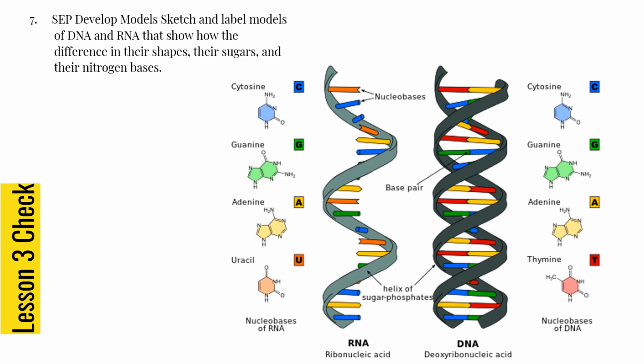Finally, 7, develop models. Sketch and label models of DNA and RNA that show the differences in their shapes, their sugars, and nitrogen bases. So here we have RNA or DNA. For the RNA, for your sketch, it does not have to be twisted. You could draw a straight line. That would be acceptable for this image. For DNA, it does need to have that double helix.